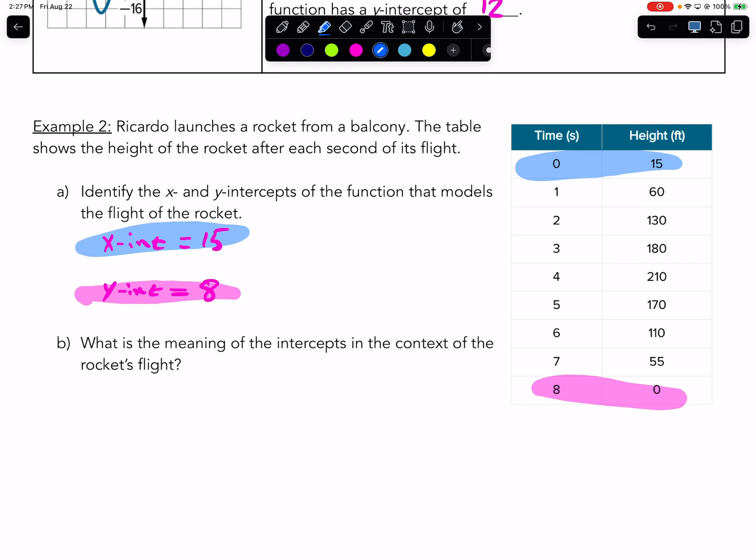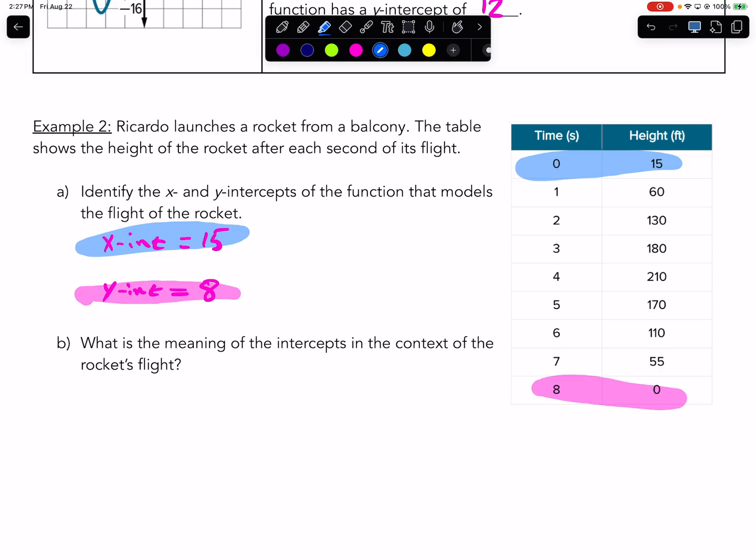Where is he standing? In the description it says what he's standing on. A balcony. Right, so you launch it from the balcony. And then what does a 0 or 8-0 mean? Sorry. 8-0 means what? After 8 seconds, what happened? Is it back on the balcony?